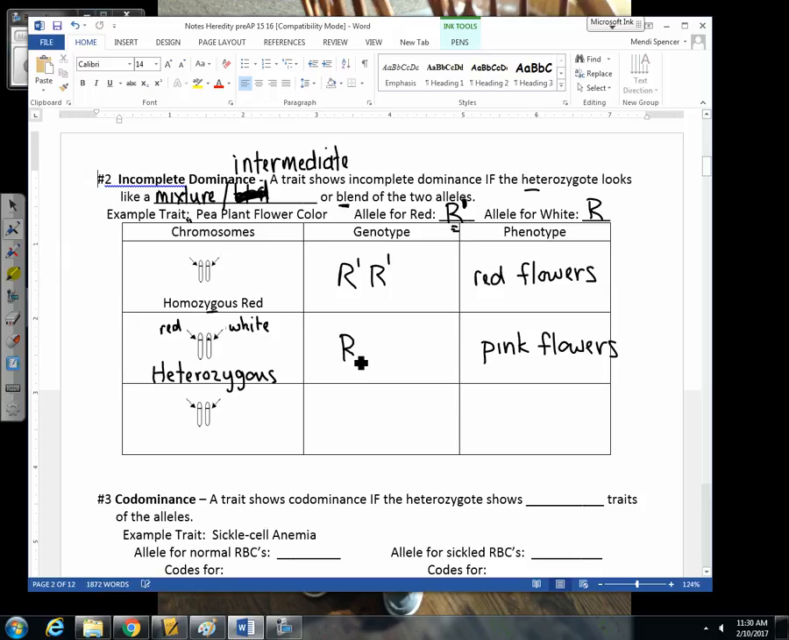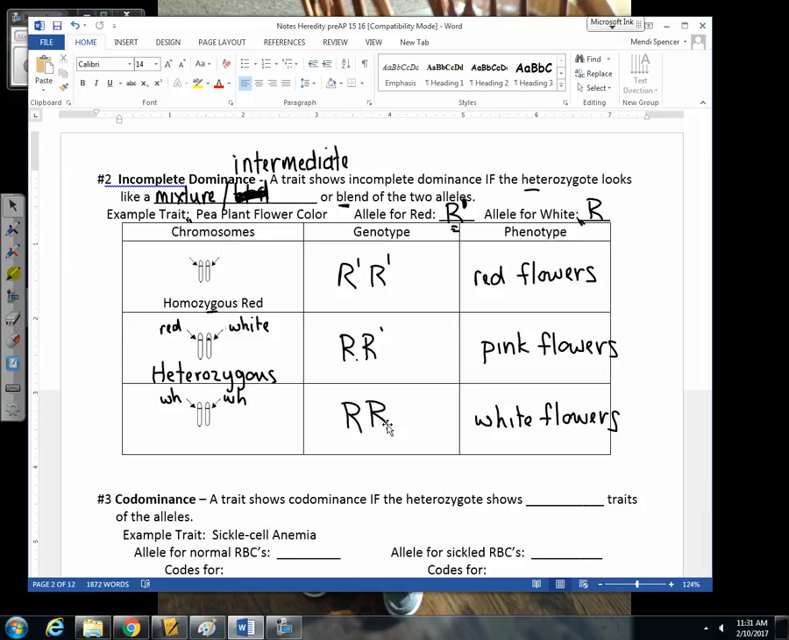So they would have one of each code. So they'd be R, R prime. And then if they have two codes for white, so here's an allele that codes for white, here's an allele that codes for white, obviously they're going to develop with white flowers. And our symbol for white is R prime, so we would put that. So that is the second type of inheritance.